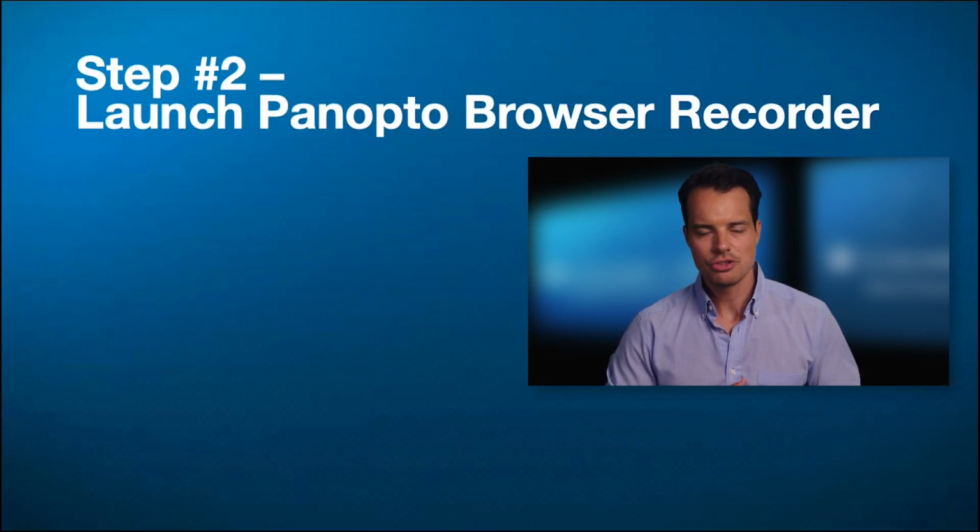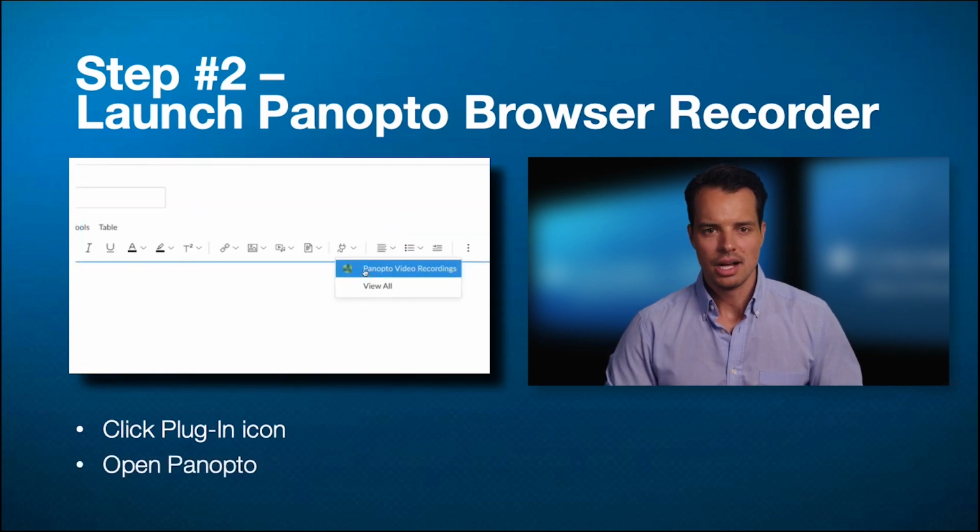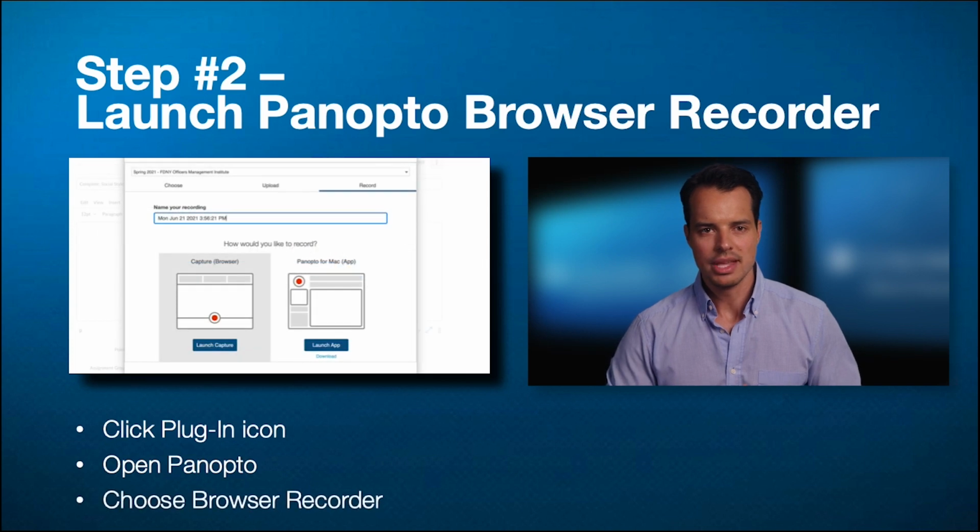The next step is to launch the Panopto browser recorder. This is our main tool here. And to do this, you want to click the plugin icon and go ahead and open that Panopto recorder. Then once that's open, you want to choose the browser recorder. That's what we're going to use to record your presentation.